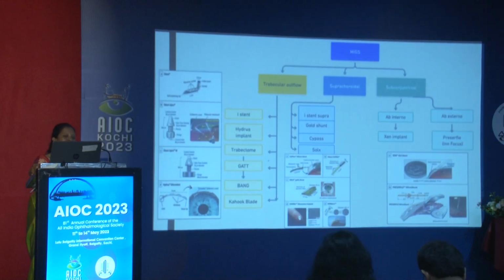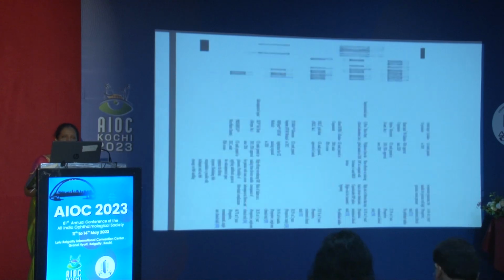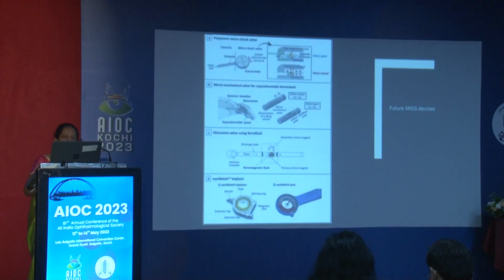Under trabecular outflow, we have the iStent, Hydrus, Trabectome, GATT, KDB, and Kahook Dual Blade. These procedures also come under this trabecular outflow group. Then for suprachoroidal, we have the iStent Supra and others. In the subconjunctival space, ab interno is the XEN, and ab externo the PreserFlo. And then there are also future MIGS devices, and even the iWatch implant, which can be attached to any drainage device, and you can titrate the pressure.